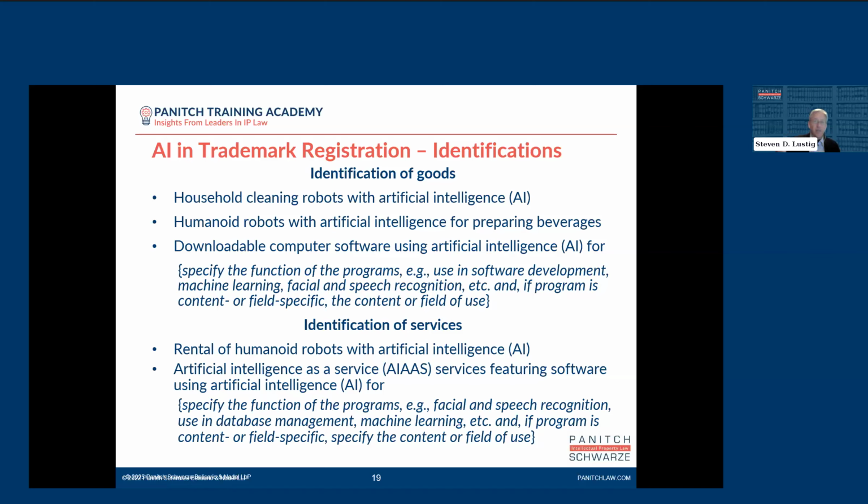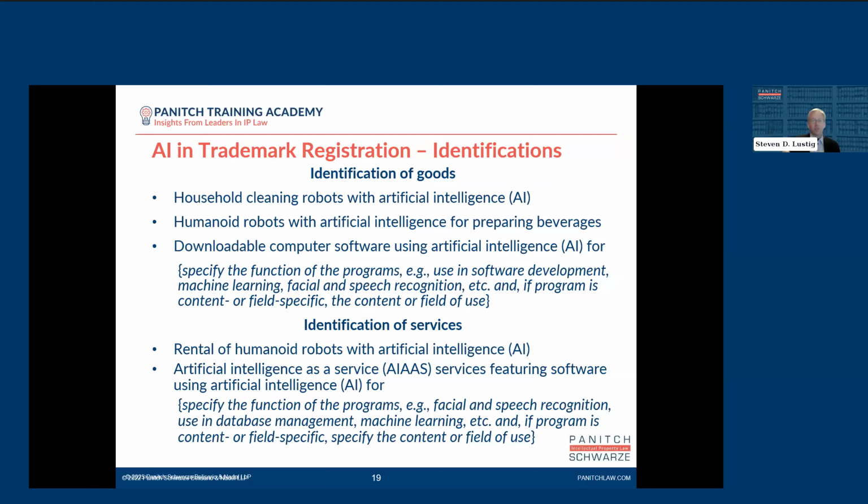The first one is household cleaning robots with artificial intelligence. Well, you think about it, that could be anything from a Roomba to a fully sentient vacuuming cyborg, okay? But that's what you're using your trademark in connection with. Humanoid robots with artificial intelligence for preparing beverages. Neat idea, but think about it. There were these cases out there you may have heard of involving Vanna White and the cast of Cheers, where somebody made a humanoid robot out of Vanna White, and somebody made humanoid robots out of Cliff and Norm at Cheers, and there were lawsuits over it because the actors themselves had rights of publicity. So just because you can get a trademark that you can use in connection with this stuff doesn't mean that there aren't other peripheral intellectual property issues that you have to navigate.